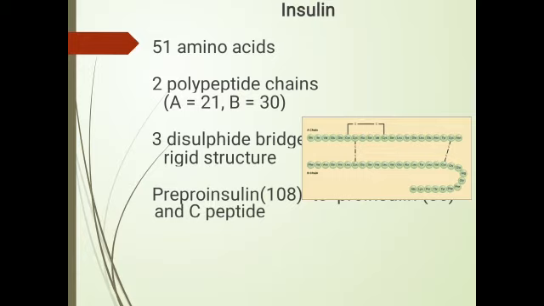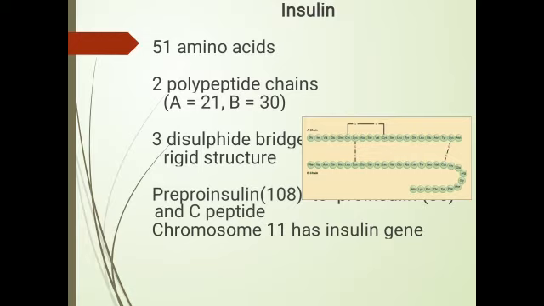Insulin is synthesized as pre-pro-insulin consisting of 108 amino acids, which will undergo modification by the Golgi apparatus to form the pro-insulin and finally insulin and C-peptide. So this insulin and C-peptide will be stored inside the granules and they will be secreted into the blood upon stimulation. The C-peptide has no such biological function, but the measurement of C-peptide is a marker of endogenous insulin activity.